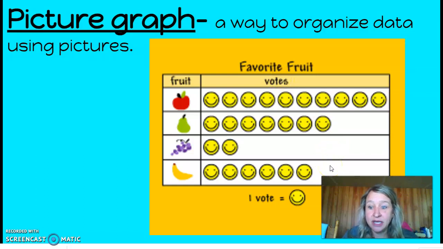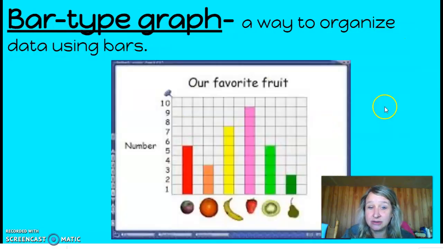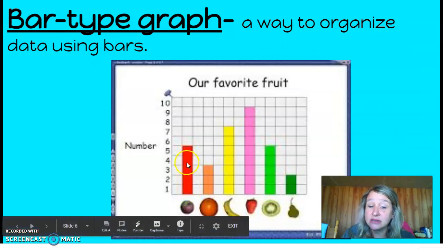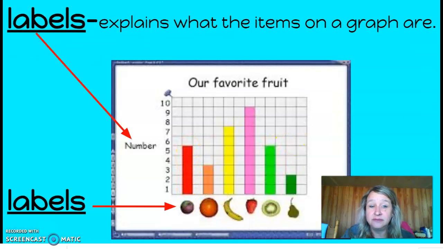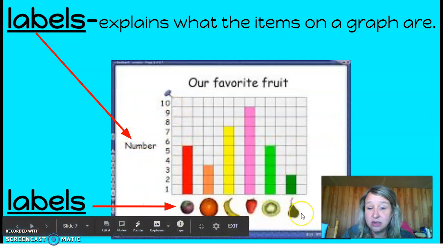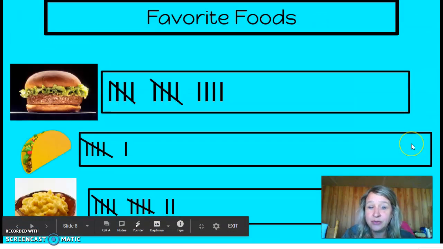Picture graph. Say picture graph. It's a way to organize data using pictures. Bar type graph. Say bar type graph. That's a way to organize data using bars. Labels. Say labels. They explain what the items on the graph are for. This is a label and the fruit pictures are a label.